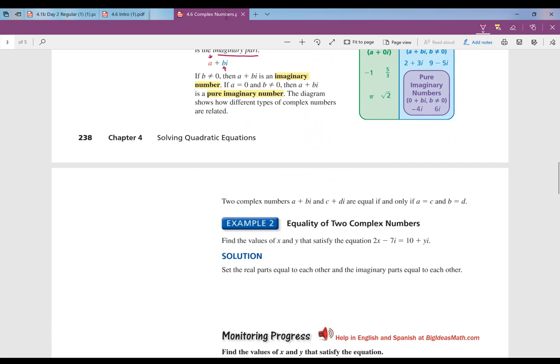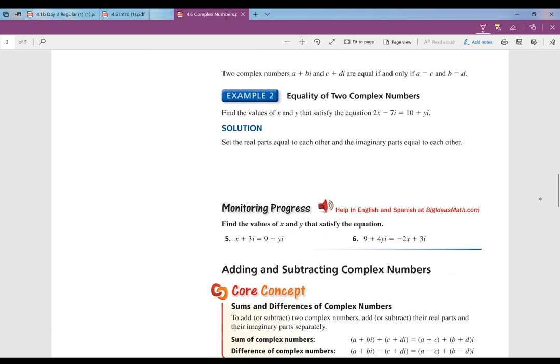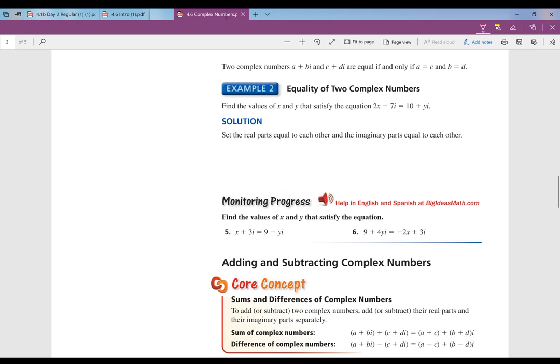So let's go to the next page. We know that two complex numbers, a plus bi and c plus di, are equal if and only if a equals c, so their real parts equal each other, and b equals d, so the imaginary parts are equal to each other. So let's do an example where we need to find values of x and y that satisfy the equation 2x minus 7i equals 10 plus yi.